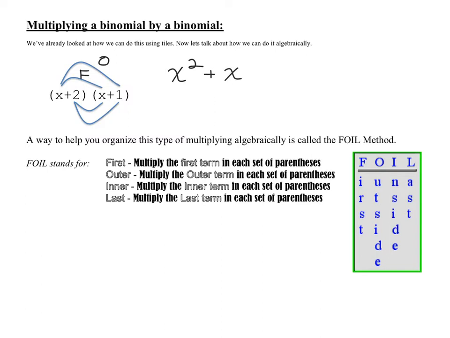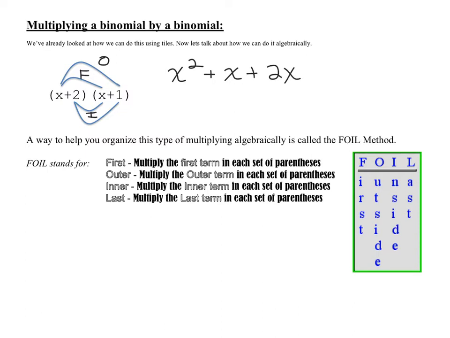Then I'm going to do my inside terms. So these two numbers are my inside terms, right? If these are my outers, these are my inners, right? So I'm going to do 2 times x is 2x. So I'm going to put an I here. That's going to give me 2x.